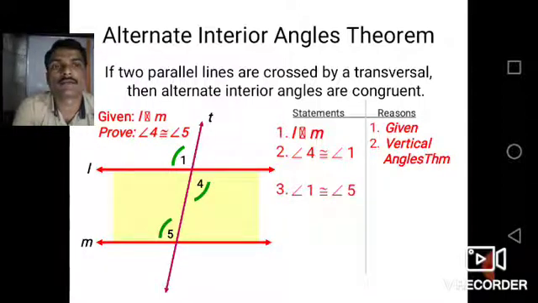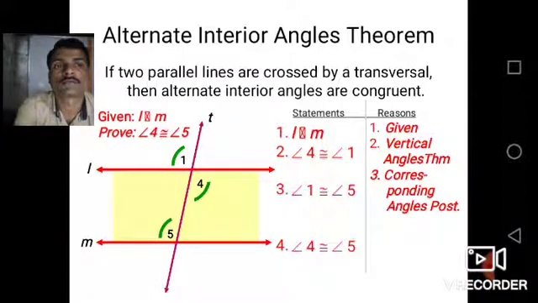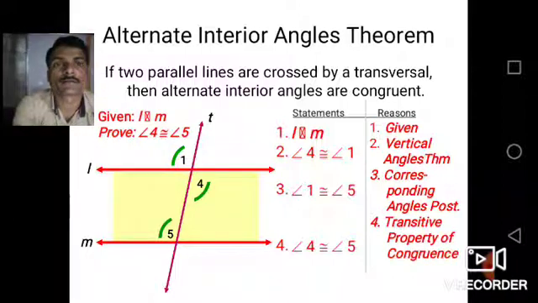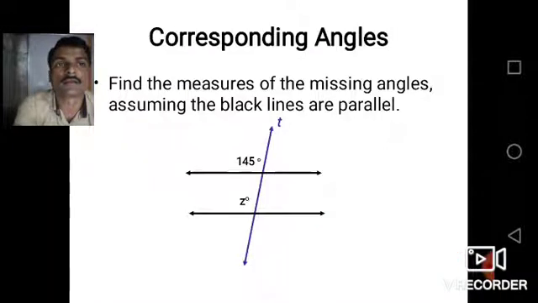Angle 1 and angle 4 are vertically opposite angles, and angle 1 and angle 5 are corresponding angles. Therefore angle 4 and angle 5 are also congruent. It means that if the lines are parallel, then alternate angles are also congruent.